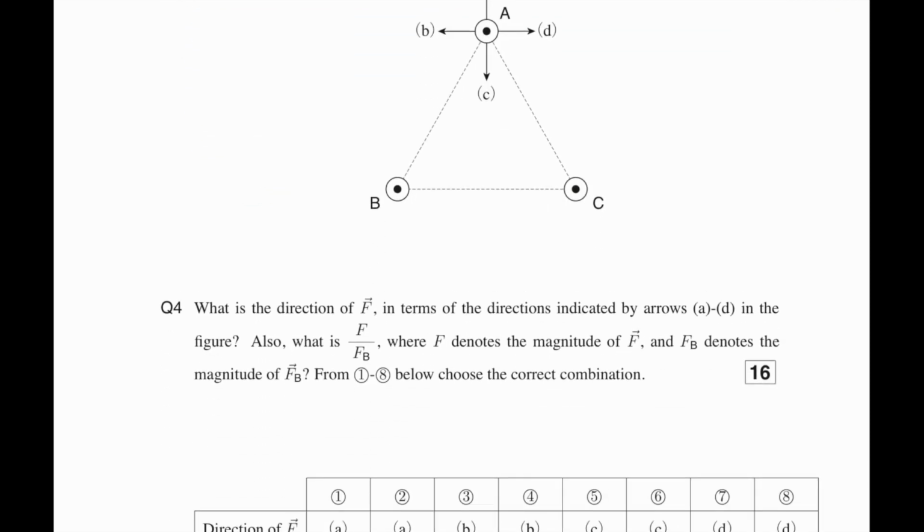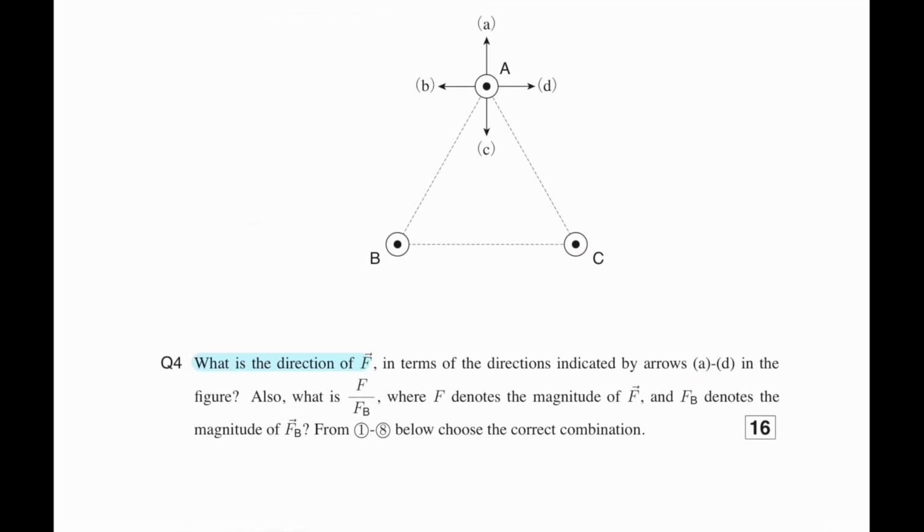What is the direction of F? This is our first question, in terms of the direction indicated by the arrows A until D in the figure. A, B, C, D. And then what is the ratio F to FB, where F is the magnitude of F? They already tell us that F is the resultant force of FB and FC, and FB denotes the magnitude of FB.